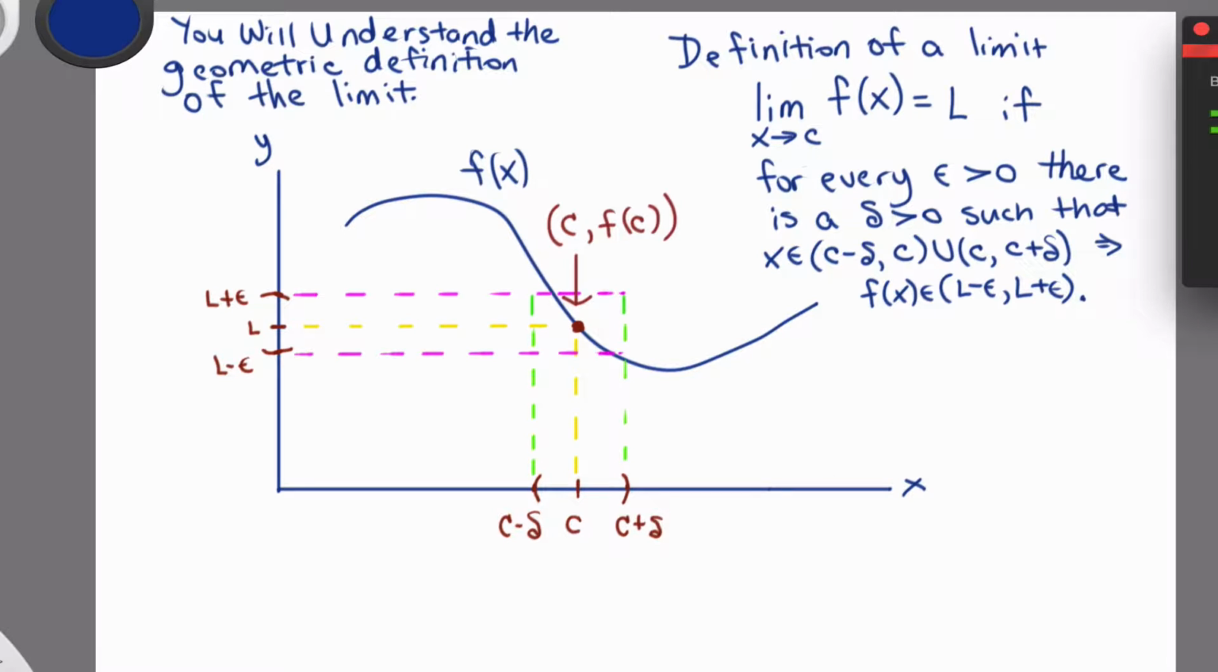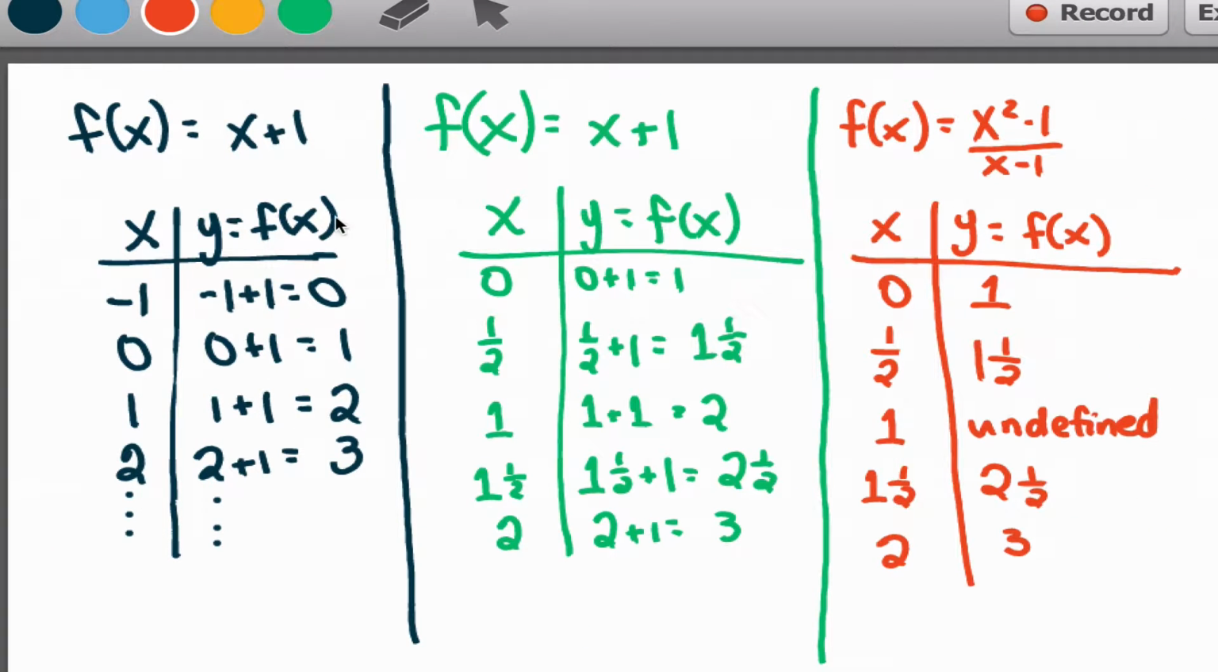If you take a look at these functions, f of x equals x plus 1. The inputs will be the x values. The outputs will be the y values, or the values that we get when we plug the x values into f of x. If x equals negative 1, we plug negative 1 into our function so that we'll have negative 1 plus 1, which is what I have here, equals 0. And so on and so forth for the other values. We get all of these values.